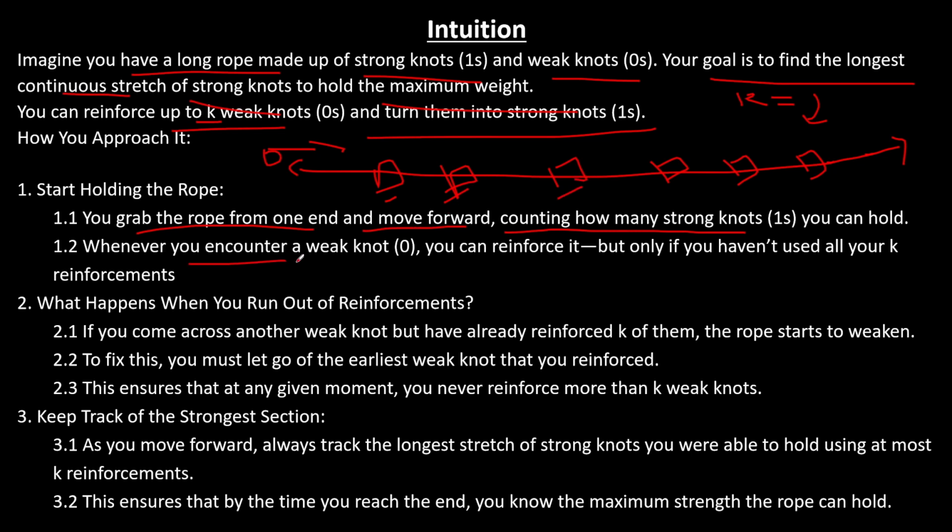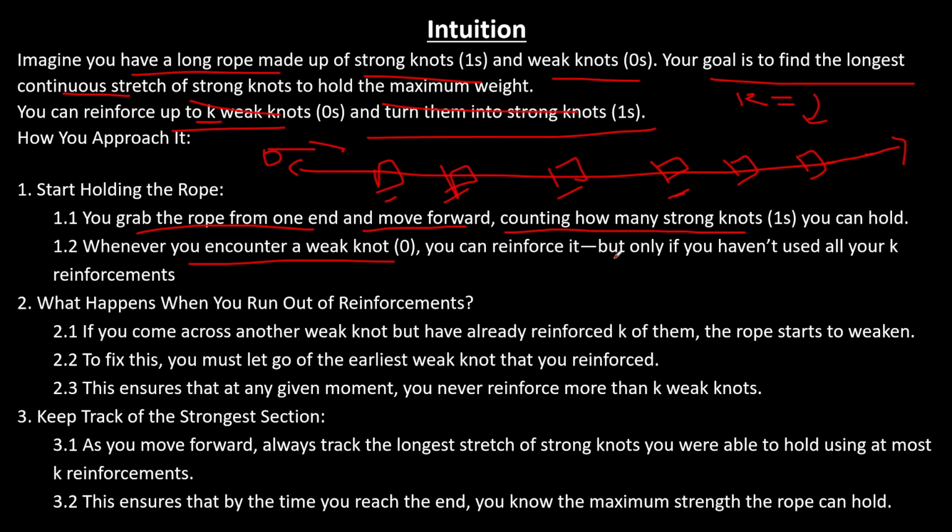Now, whenever we encounter a weak knot, what can we do? Since we have been given an advantage of reinforcing k weak knots, we will try to modify this weak knot. Let's assume that the fourth knot was a weak knot. So you convert it into a strong knot. Okay, so you converted this as a strong knot. That's great.